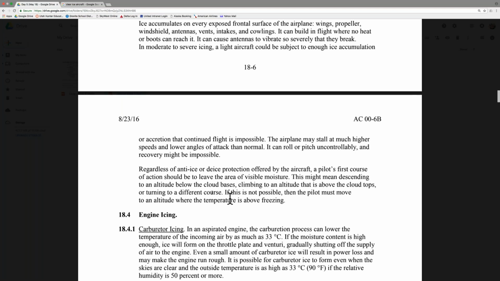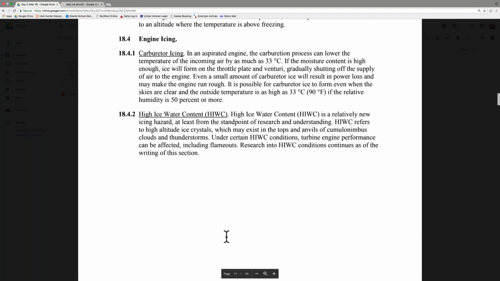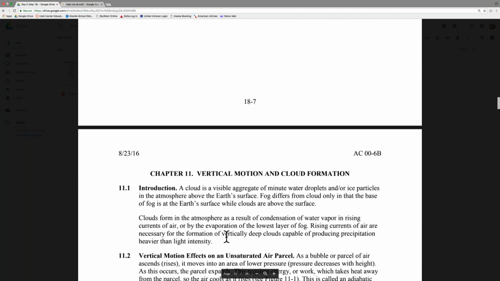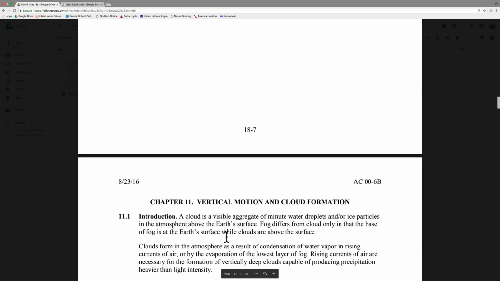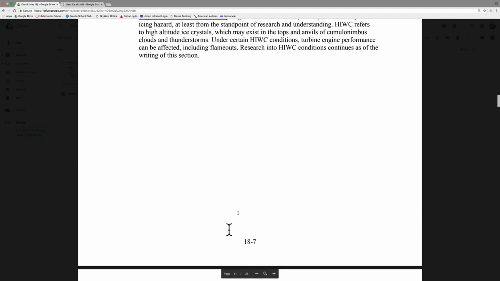We're not going to talk about carburetor icing. Doesn't really have an effect on us, because we don't have carburetors and jet engines, believe it or not.